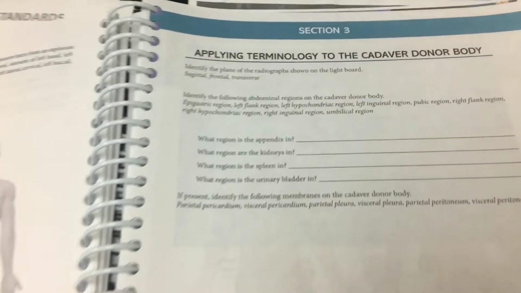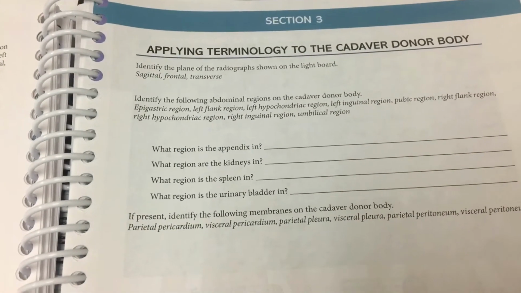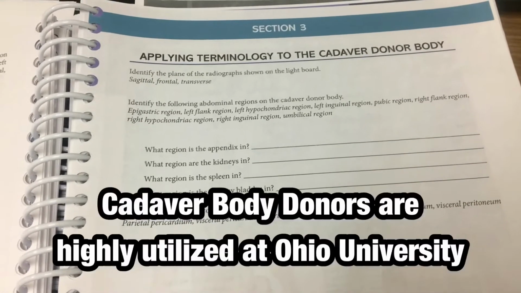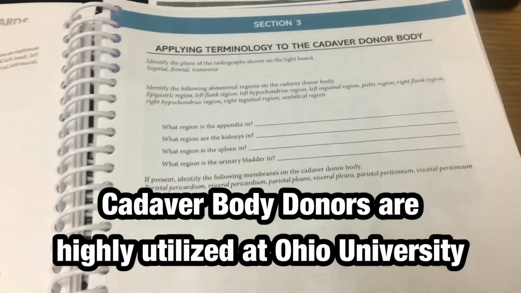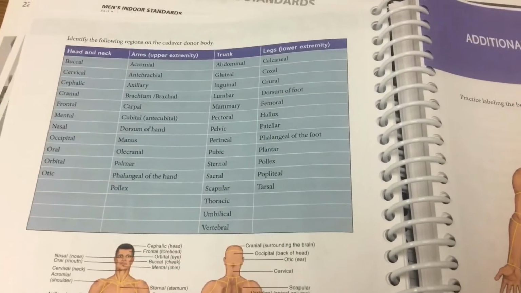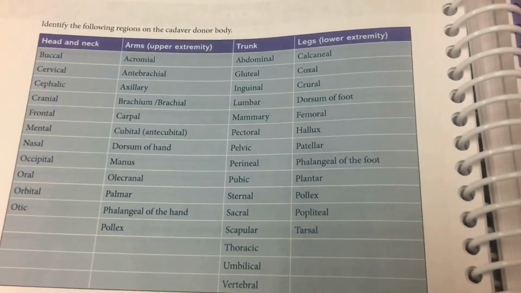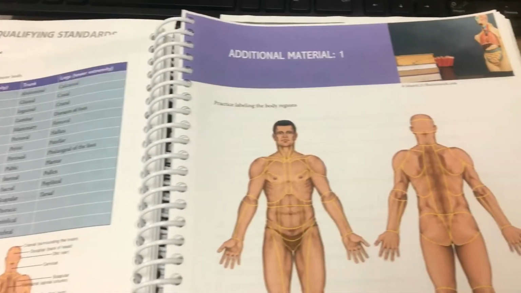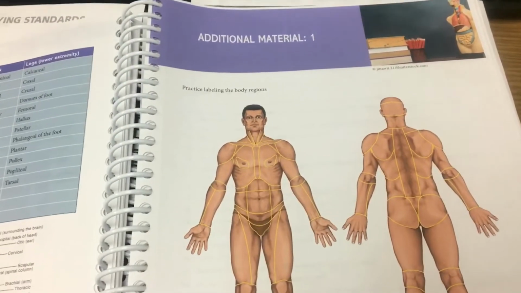Section 3, we're going to be visiting the cadaver body donor. Here's a list. Always provide you a list of items that you'll see on the cadaver body donor each week that we go up. And finally, additional material is not anything that you need to complete.